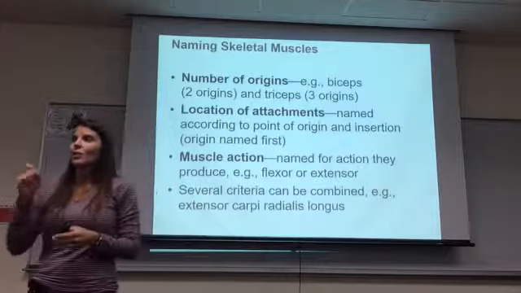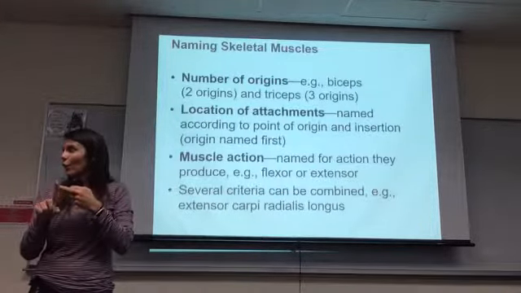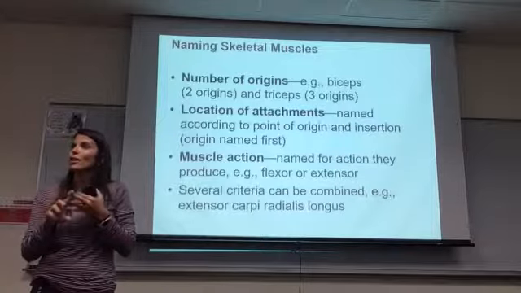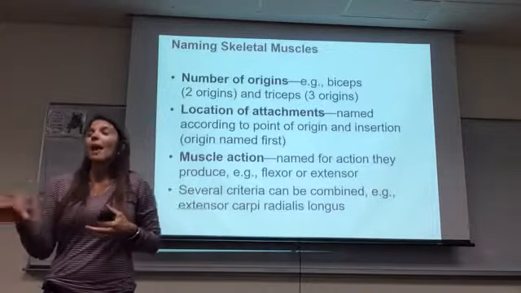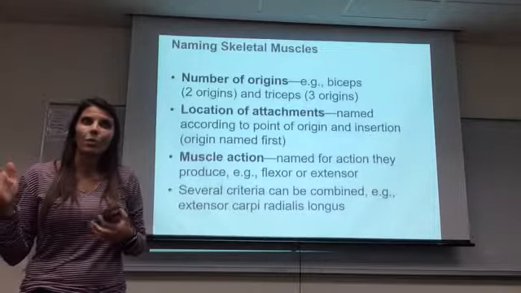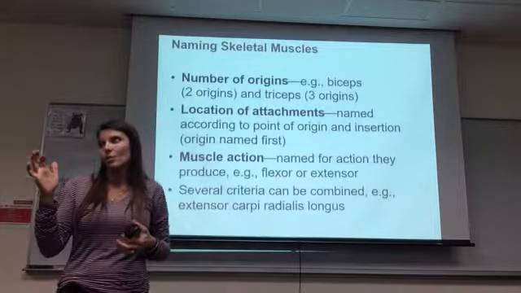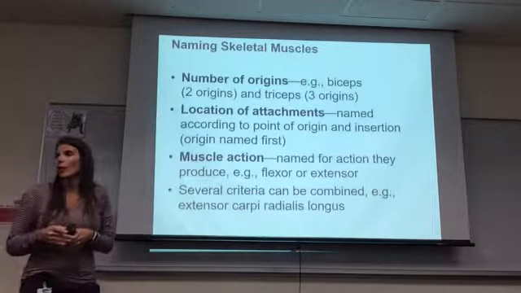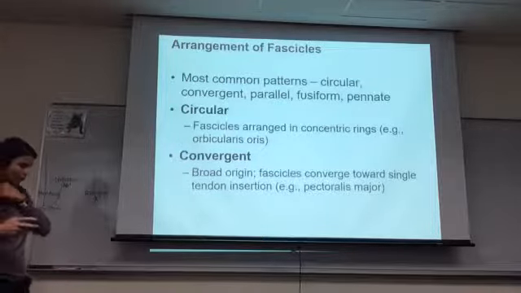Extensor means that it causes it to extend. Digitorum tells you it's on the finger. Longus tells you that it's long. So extensor digitorum longus. Its antagonist is the flexor digitorum longus. So what's flexor? So extensor, flexor. Okay? So you're going to hear all of that information as we continue through.